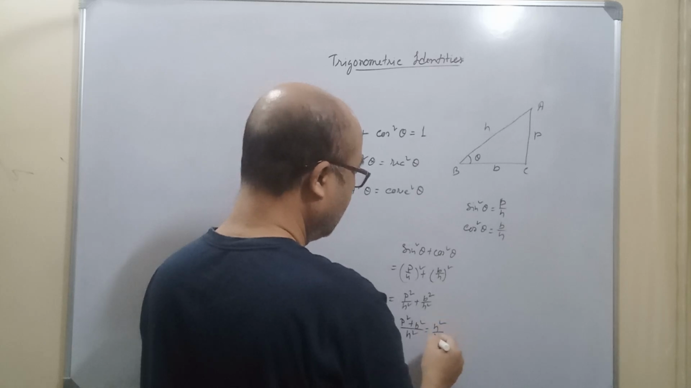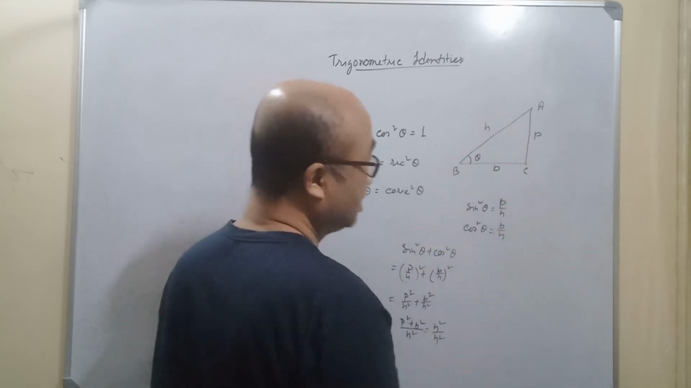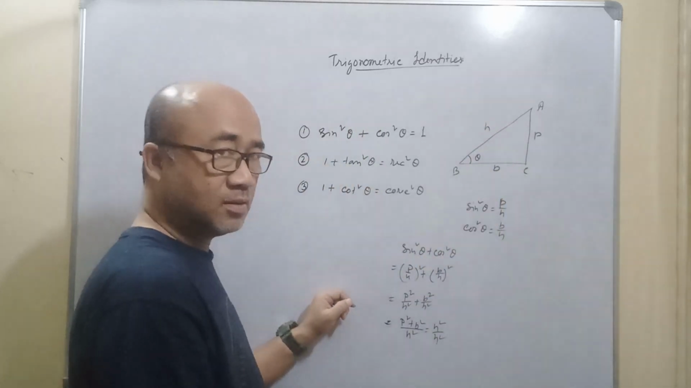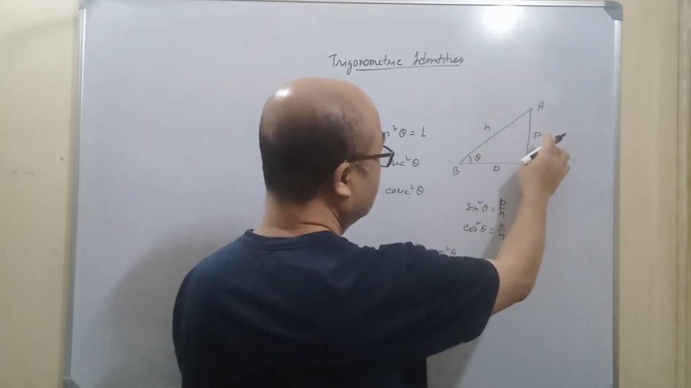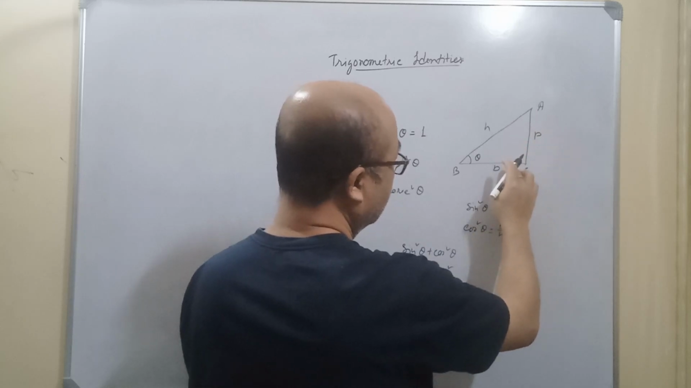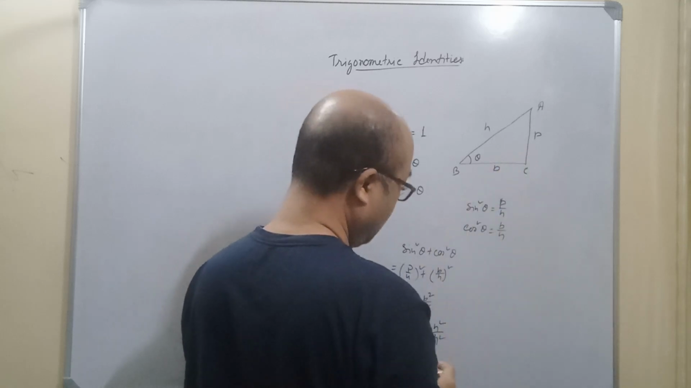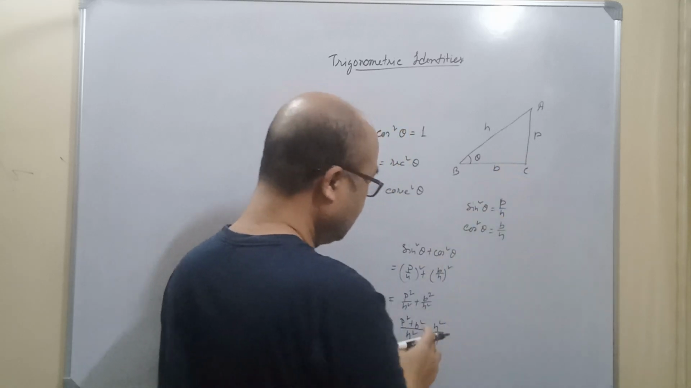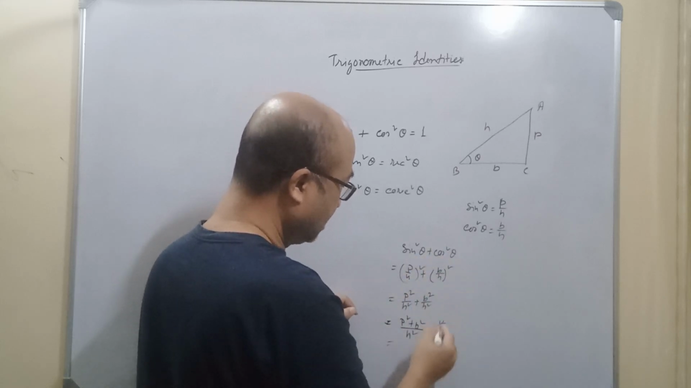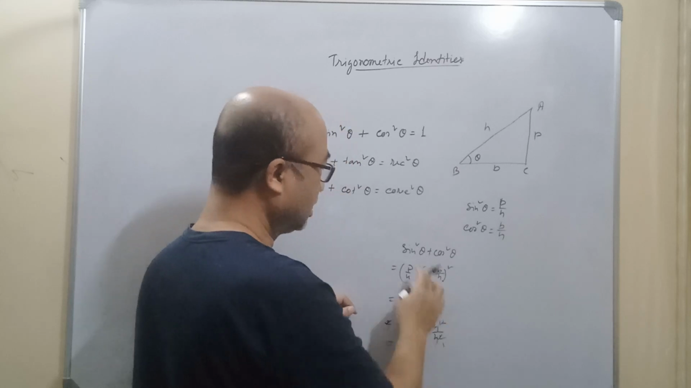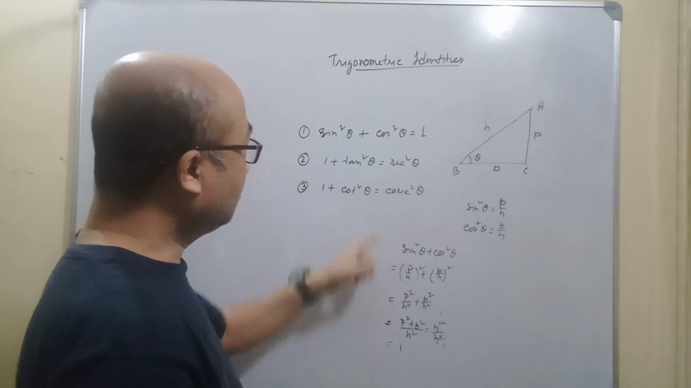Why? P square plus b square is equal to h square. That is Pythagoras theorem. Remember Pythagoras theorem? Hypotenuse square is equal to perpendicular square plus base square. That is Pythagoras theorem. So by Pythagoras theorem, this is equal to h square. So that means the whole thing is equal to, cancel it out, we get 1. So sin²θ plus cos²θ is equal to 1. So that is the proof of this identity.